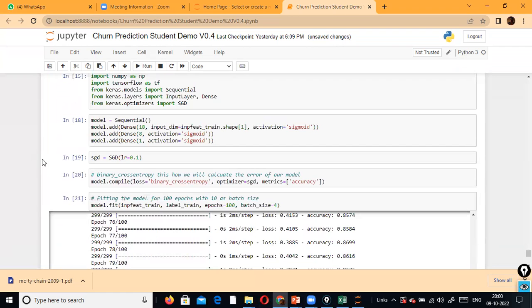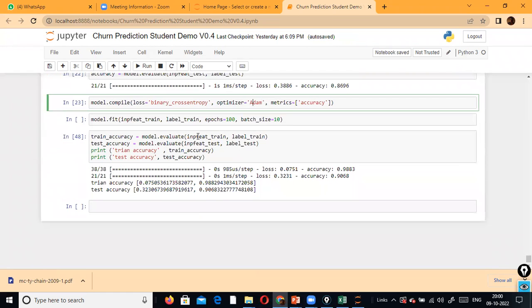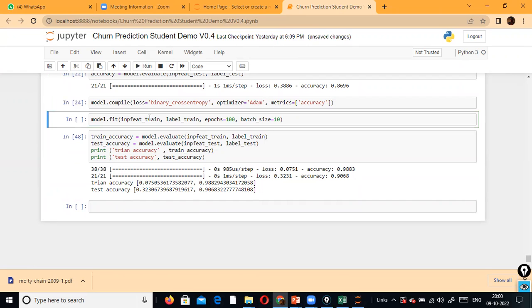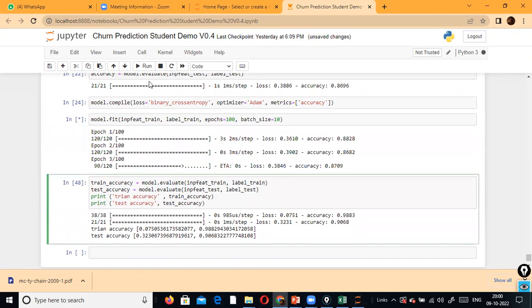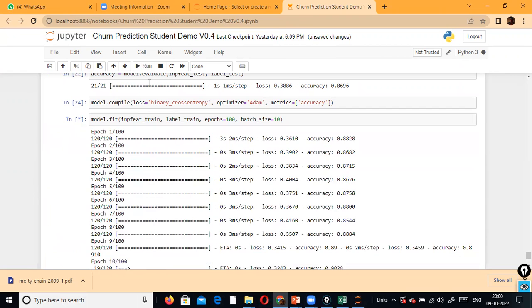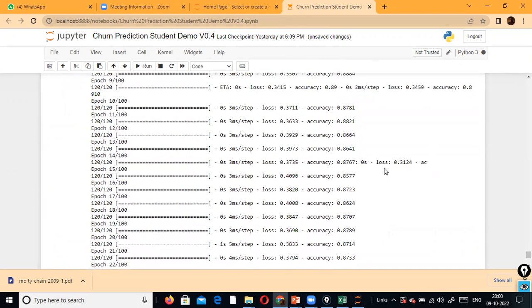In this case, this is an additional step. Instead of using stochastic gradient descent, we have something called the Adam optimizer, like batch gradient descent and stochastic gradient descent. With the Adam optimizer, we will see what accuracy we are going to get. Compile, fit, and then evaluate.